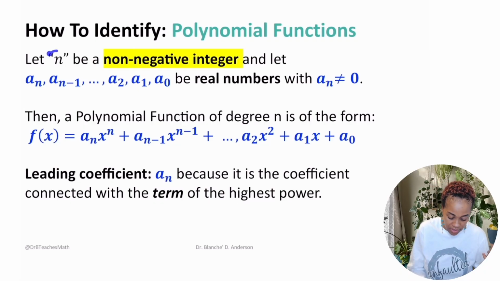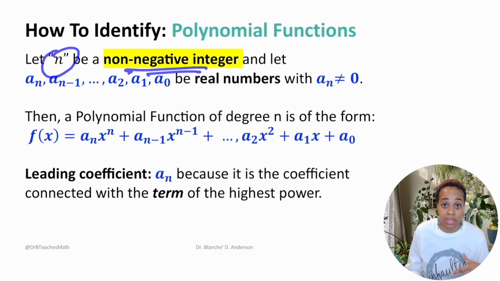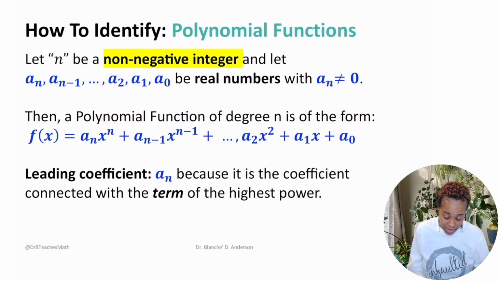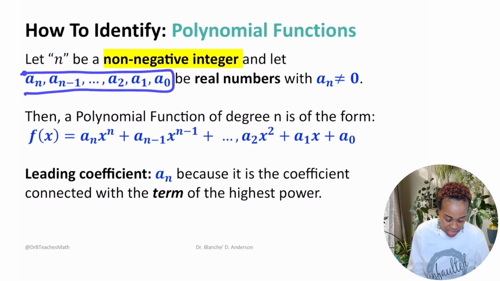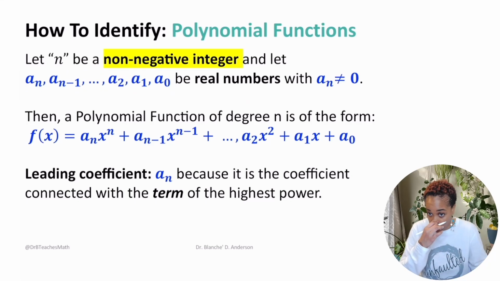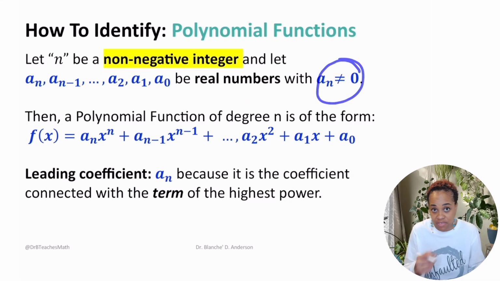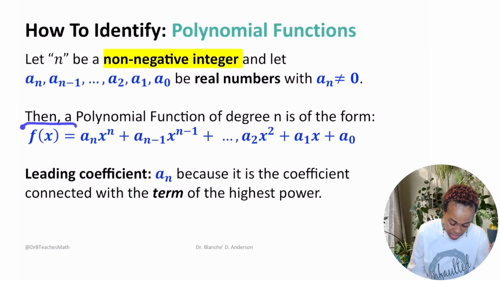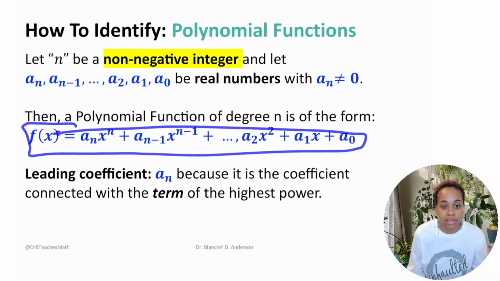So if you have n, that's a non-negative integer, meaning it's a positive integer, and all of these constants represent real numbers. They're real numbers. They're not imaginary numbers. And this first a sub n is not equal to 0, then this is what the polynomial function looks like, just like that.